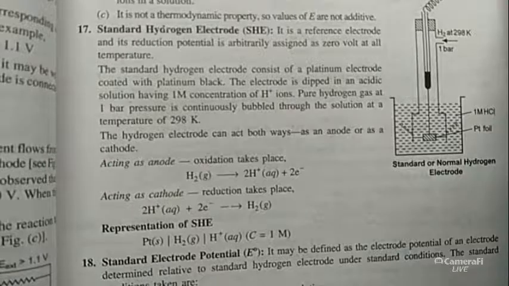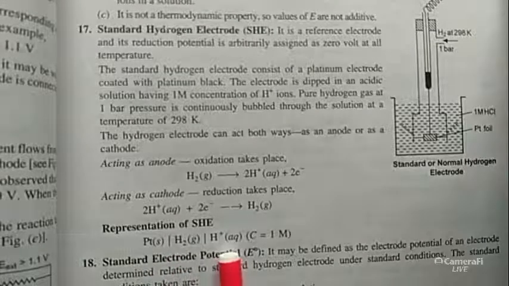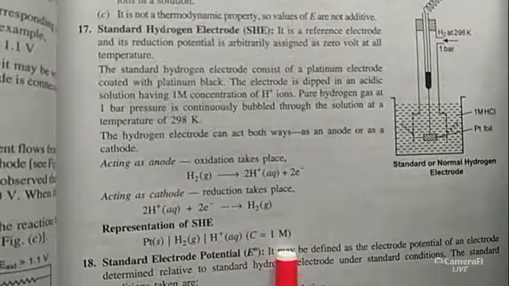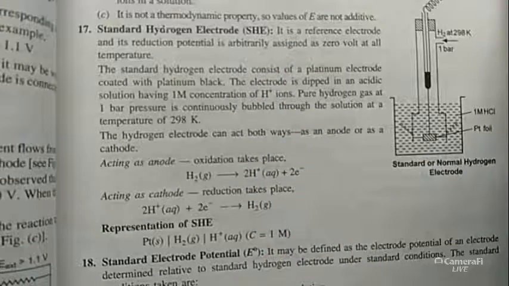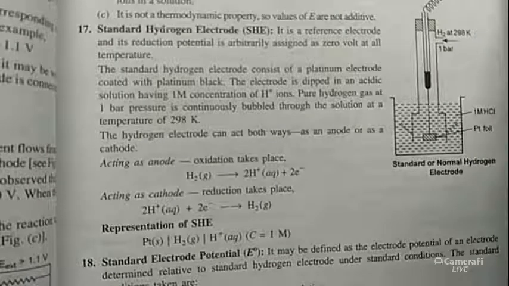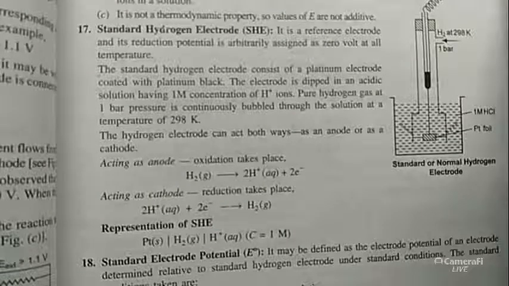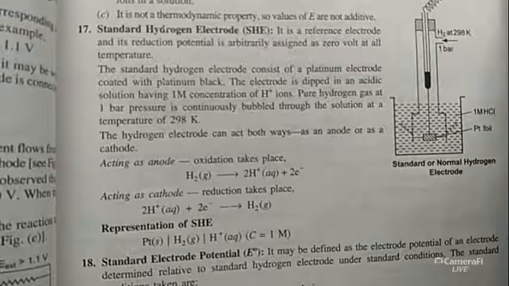Now, when we represent it in this way, we have platinum, the platinum electrode, separated by hydrogen, then the hydrogen ion, and the molar concentration we mention over here is equal to 1 M. If you want to copy it down, please copy it, children. Then I would move to the next topic of today.